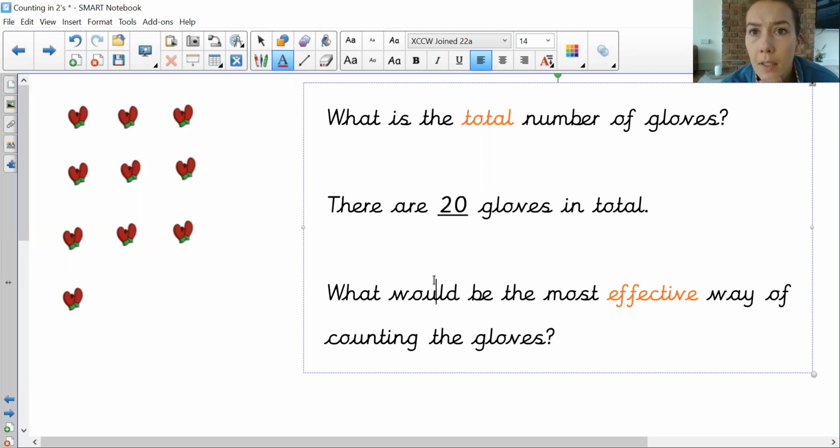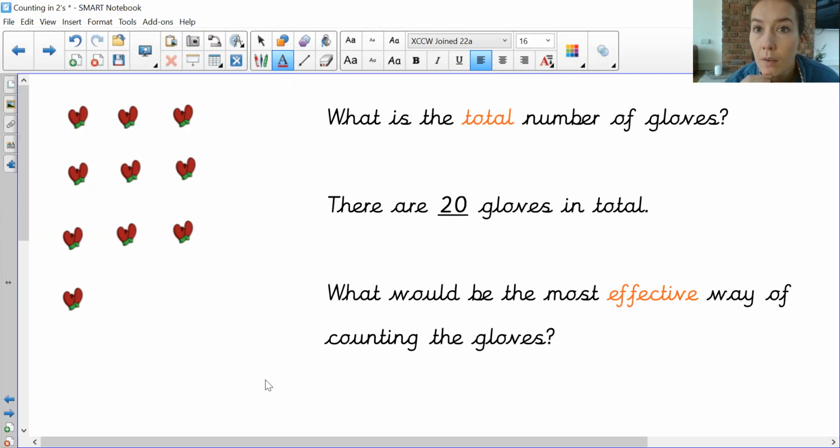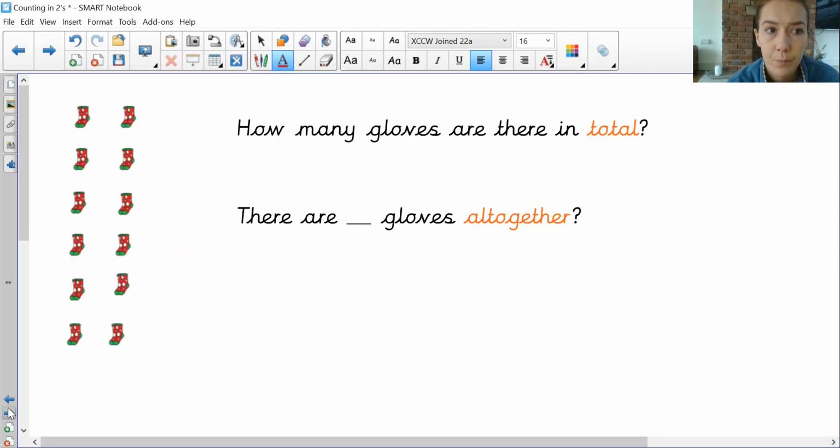Another way that you could do this perhaps is count them individually. 1, 2, 3, 4, 5, 6, 7, 8, 9, 10, and then do 2 lots of 10. Finding the most effective way of counting them. What I wouldn't do is count them individually, because that's going to be slow, and you're more than capable of counting in your 2's, everybody.